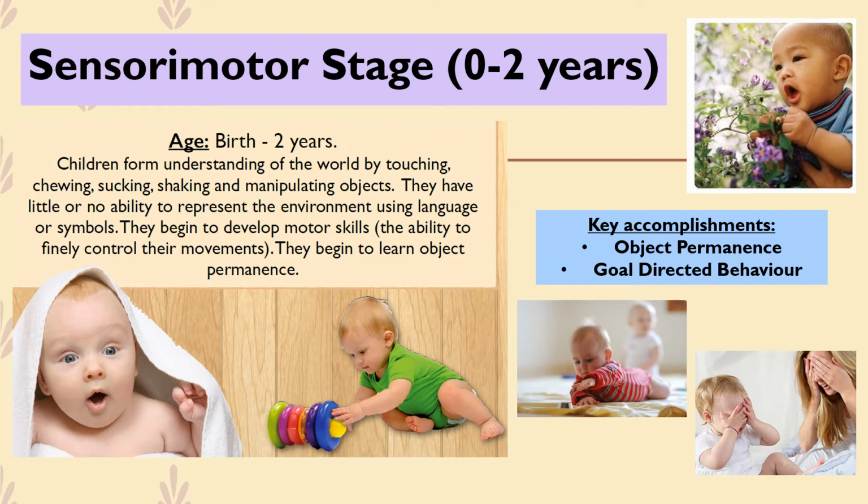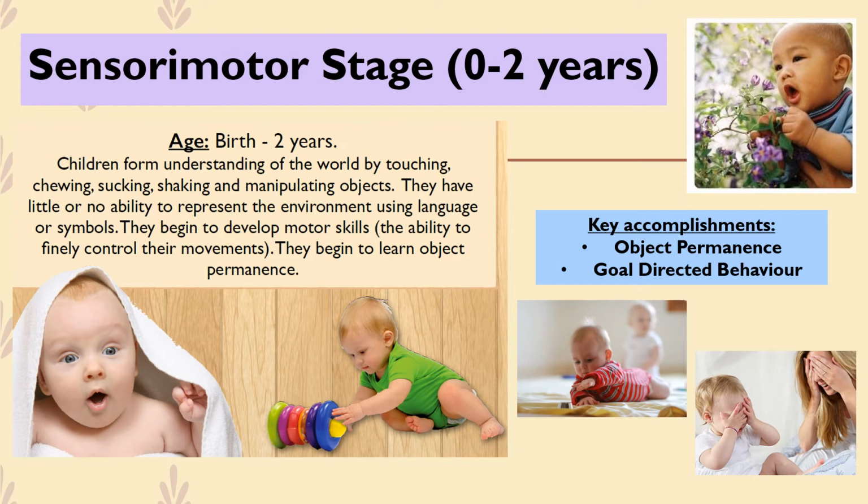So the 2 key accomplishments, and you should know these for each of the stages, the 2 key cognitive developments we see in children by the end of the sensory motor stage are object permanence and goal-directed behavior. Goal-directed behavior is basically the fact that if the child wants something or wants to achieve a goal, it will behave in a way that allows it to reach that goal.